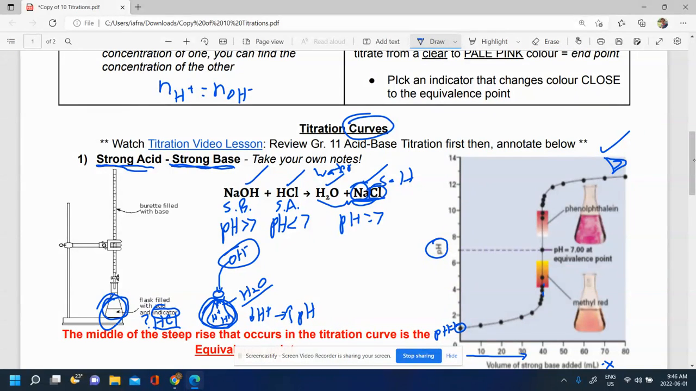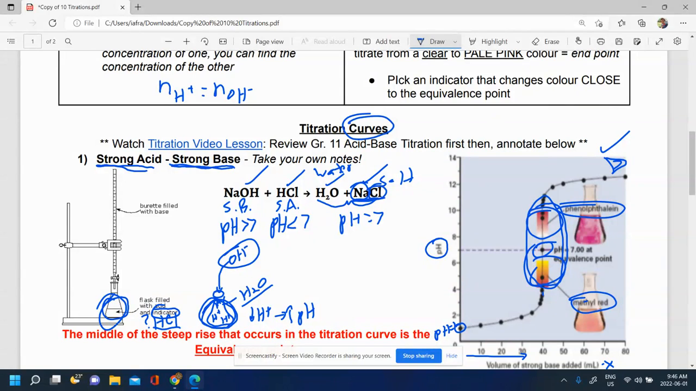So for example, here there's two indicators that are being used. There's phenolphthalein, and then here there's methyl red. And it doesn't really matter which one you use as long as the indicator changes color within the steep portion of this curve. Because within the steep portion, your volume doesn't change much and you're very close to your equivalence point. So as long as you're within the steep portion of the curve, then your indicator is a suitable indicator to use.